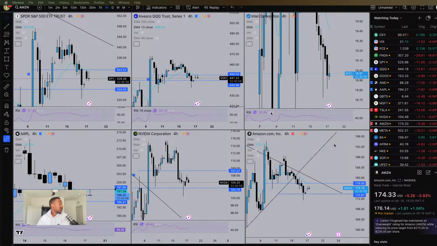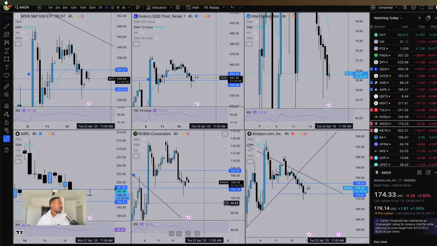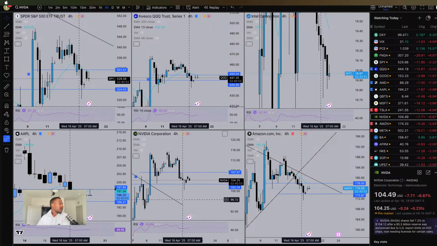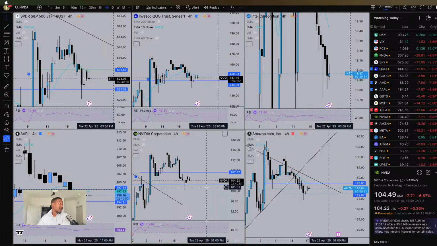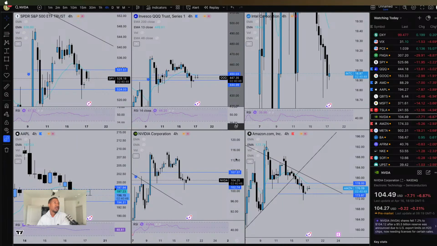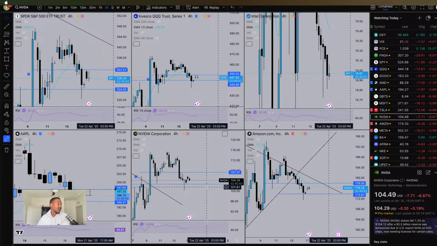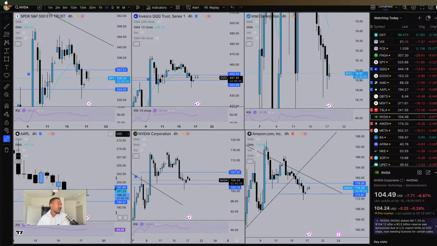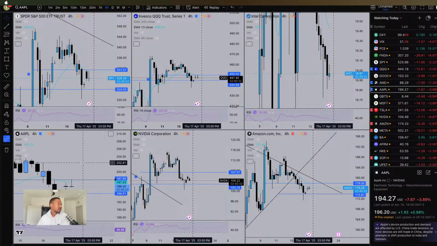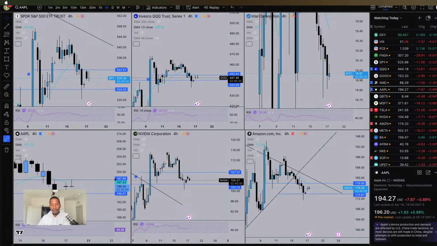Nvidia looks very ugly to me. Ideally it stays in this range. Today is like a Friday, so I honestly can see it staying between 103 and 107. It might break a little bit, but I could very much see it staying in that range.